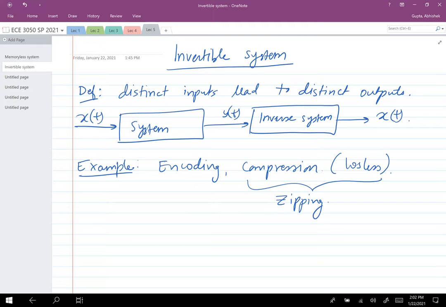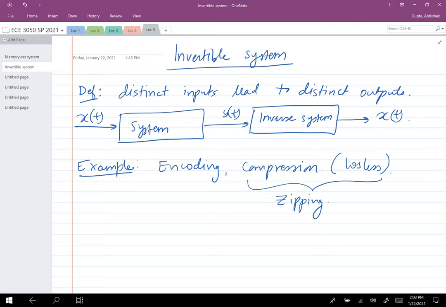A lossy compression is, you took a picture, let's say in a PNG format, and then you converted that format to JPEG. So JPEG is a lossy compression scheme. It compresses the size of the file, but you can't recover the original file from JPEG because some amount of information gets lost in that compression.